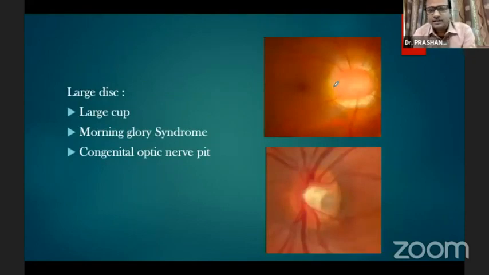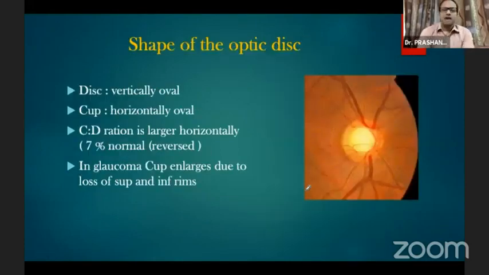In a large disc, there are conditions like morning glory syndrome, which is a central excavation of the disc because of premature closing of the embryonic fissure, and congenital optic nerve pit. So these are the conditions which are present in the large disc. After studying the size of the disc, next is the shape of the disc. The shape of the disc is normally vertically oval, and the cup is horizontally oval.